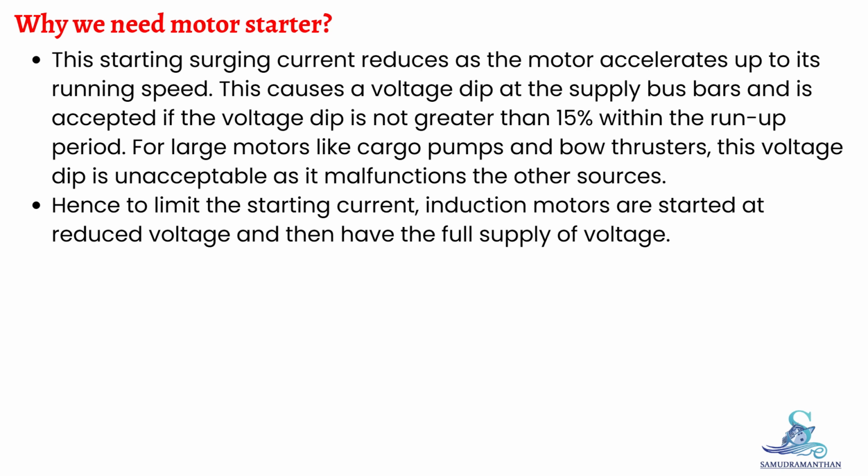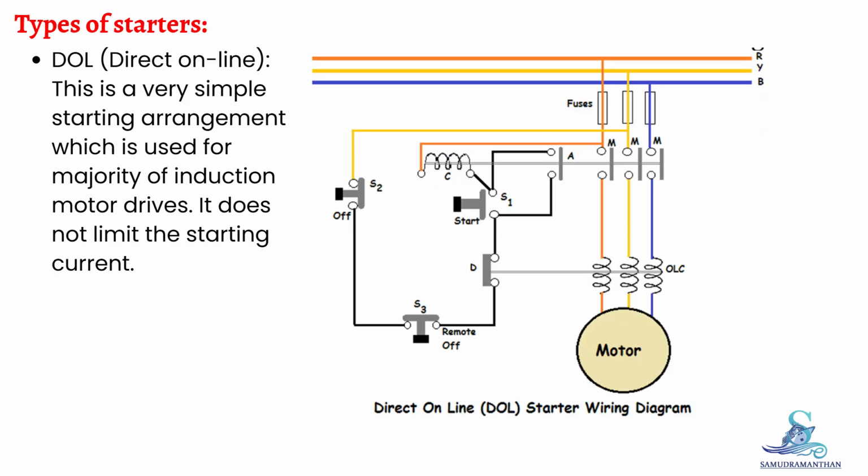This causes a voltage dip at the supply bus bars and is accepted if the voltage dip is not greater than 15% within the run-up period. For large motors like cargo pumps and bow thrusters, this voltage dip is unacceptable as it malfunctions the other sources. Hence, to limit the starting current, induction motors are started at reduced voltage and then given the full supply voltage.